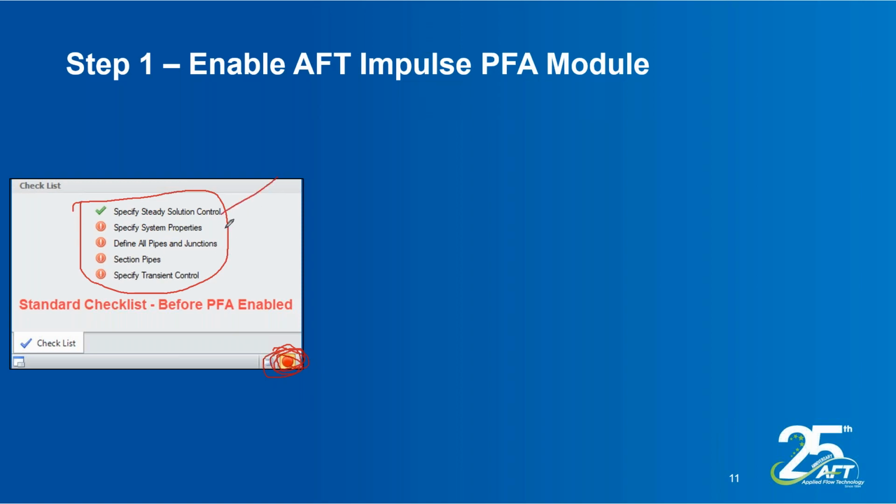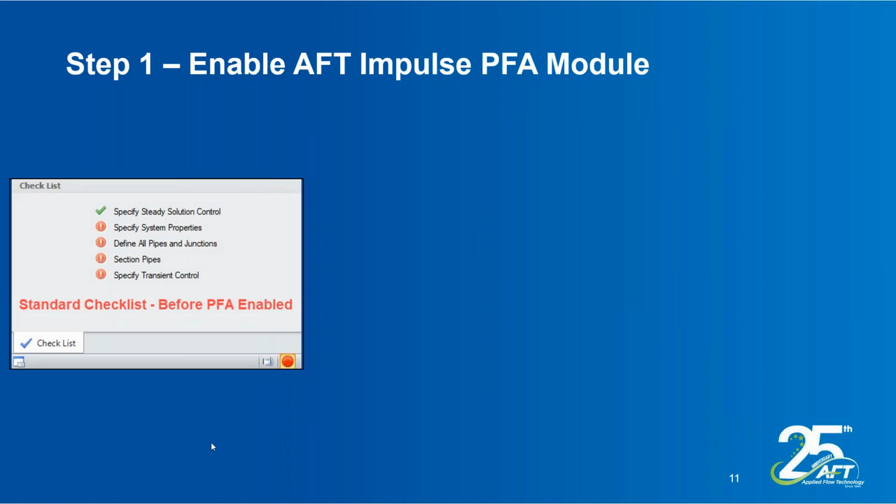So your solution control, your fluid properties, building and defining the input for your pipes and junctions, sectioning pipes, and defining your transient control. I'm not going to go into details on what any of those things are today. I'm going to assume that you all have a bit of an idea of how to use Impulse. If this is your first time seeing Impulse today in this webinar, then be sure to watch those other video tutorials and webinars that I highlighted earlier in the slides.